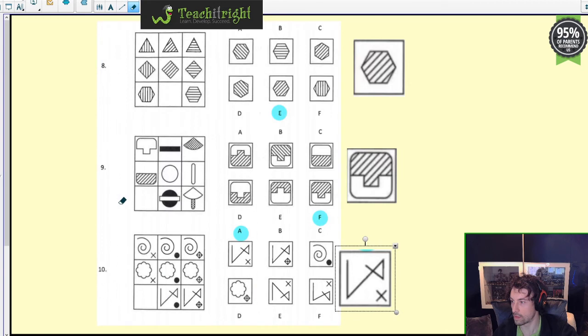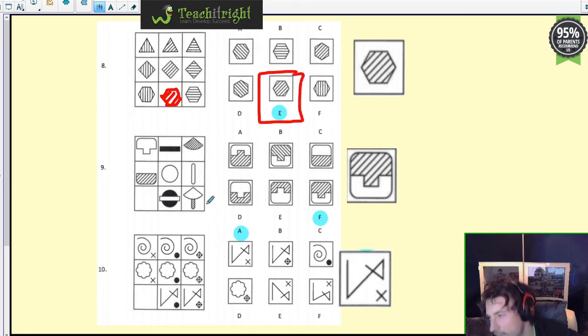Okay. Number 8. We've got triangle, triangle, triangle, diamond, diamond, diamond, so I know for a fact I'm going to need to have a hexagon. And the shading is all vertical, all horizontal, so I think it all needs to be this kind of diagonal, which matches with E. That was a good one. Okay, looking here.